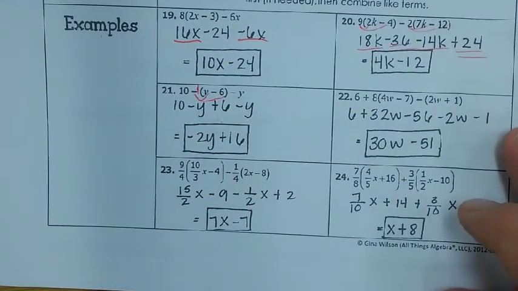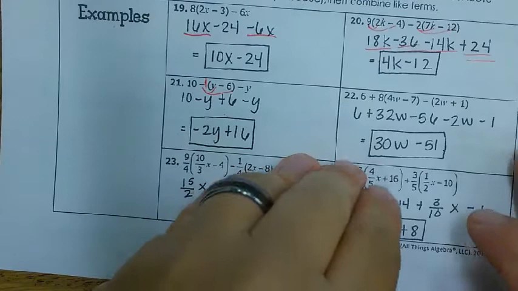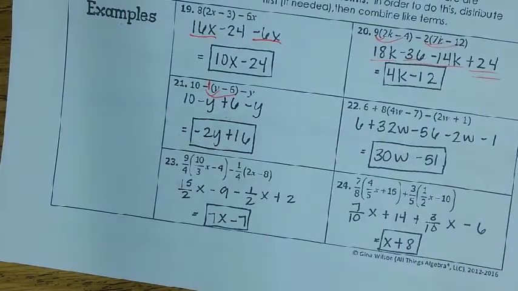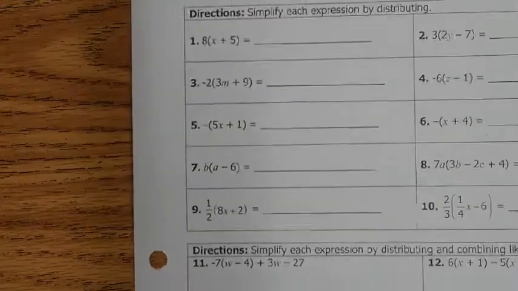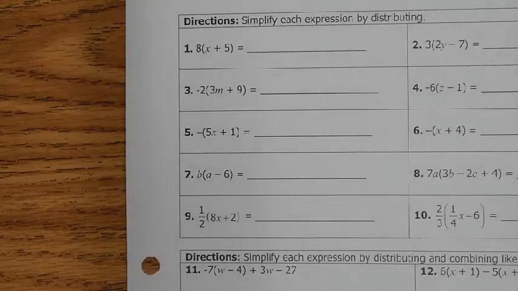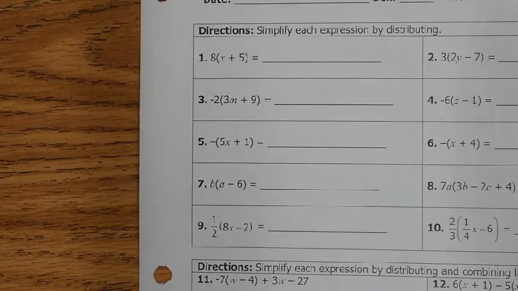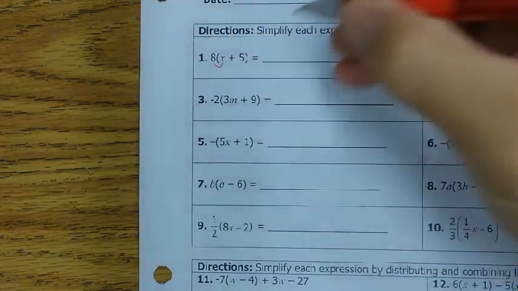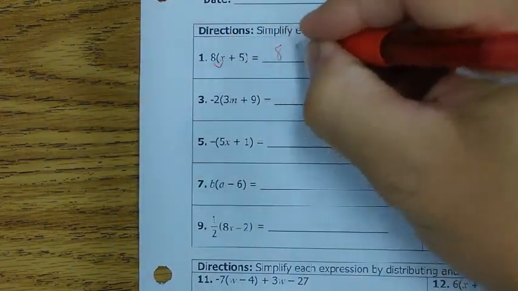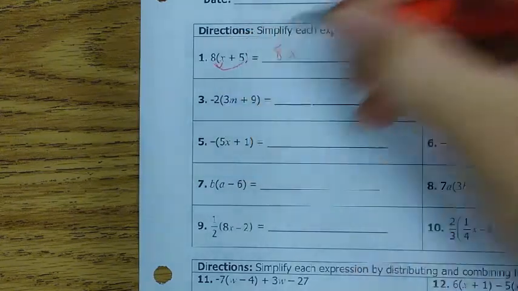Okay, so now I want us to do some together. So, just for example, what would we do on number 1? Multiply 8 by x. 8 times x, and that gives you 8x. And then 8 times 5, what's that?